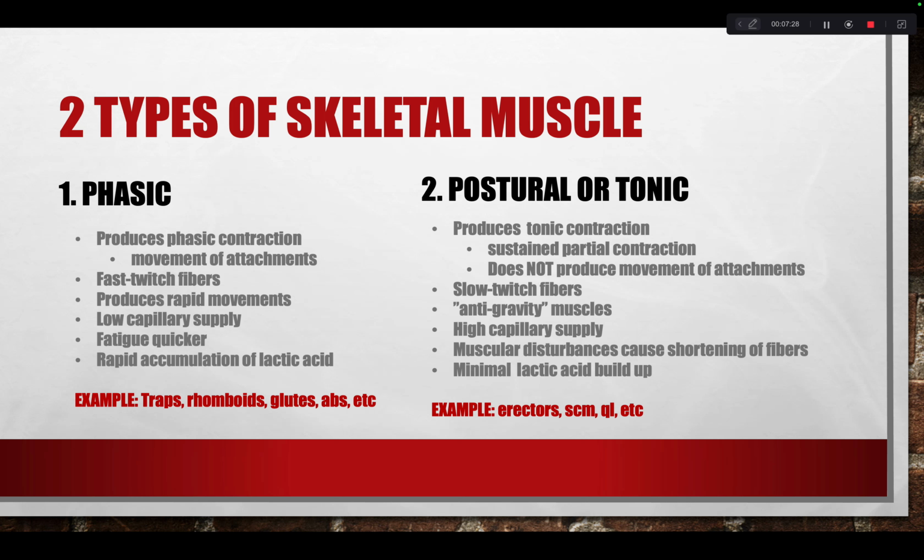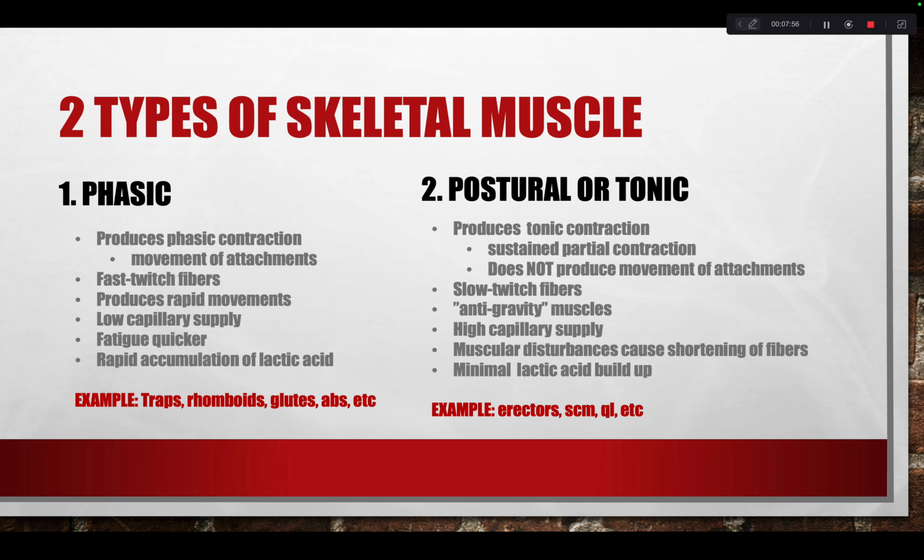Examples of some phasic muscles would be your traps, your rhomboids, glutes, and abs. If you do some crunches, you're going to feel it the next day, right? Sit-ups, crunches, whatnot. Now we have our postural muscles. Now, some of these muscles can also be both, depending on what is going on and what function you're trying to carry out. I know that's confusing.